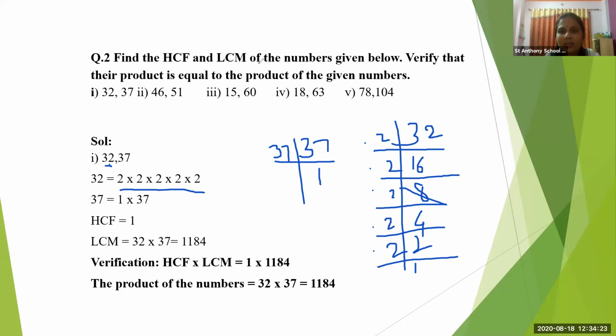Okay, absolutely correct. No common number is there in 32 and 37. So what will be the HCF then? If no common number is there in two numbers, we will take HCF as 1, because no common numbers are there, right? So हमारा HCF क्या रहेगा? 1. Correct. Very good.